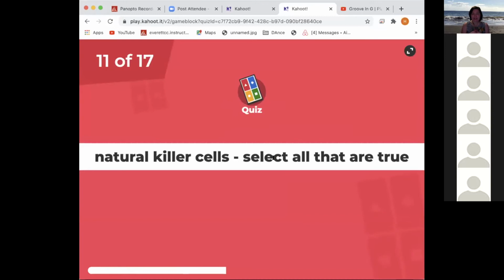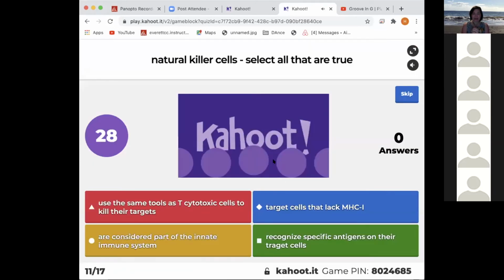Multi-select natural killer cells. What's true about them? Select the things that are true about natural killer cells. And pay no attention to my typo. Sorry about that. Hopefully it doesn't change the meaning of the sentence too badly.